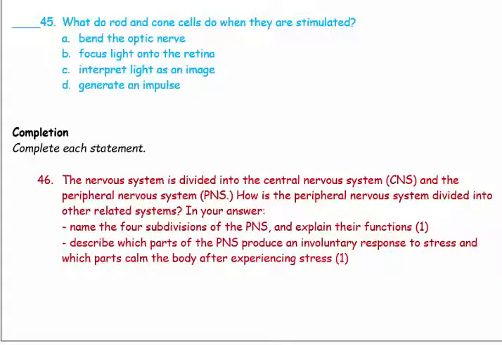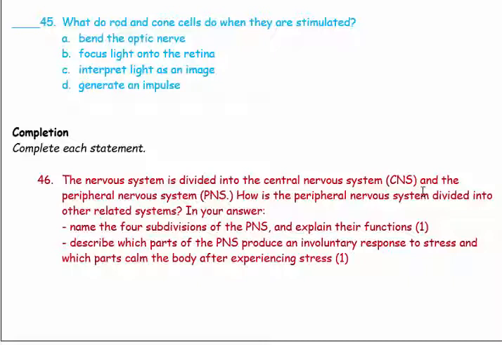Number 46. The nervous system is divided into central nervous system and peripheral nervous system. How is the peripheral nervous system divided into other related systems? First of all, the peripheral nervous system is divided into 2 other systems, somatic and autonomic. Somatic, responsible for voluntary movement. Autonomic, responsible for involuntary movements. The autonomic system has 2 more systems.